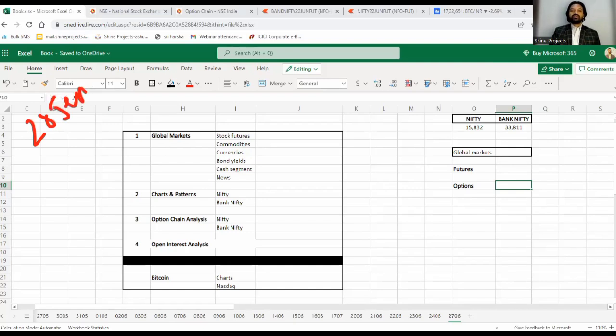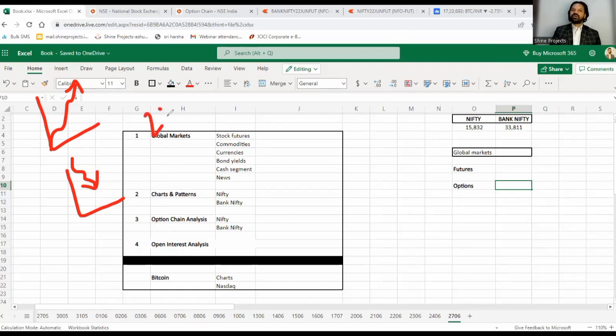Right. So in this video, we are going to analyze the global markets, charts and patterns, option chain analysis, and open interest analysis. Why are we doing all this? It is to predict whether there is a probability to make profits on the long side or the short side of the trade in tomorrow's trading session, which means on 28th of June. We want to predict which direction would be more profitable for the derivative trades.